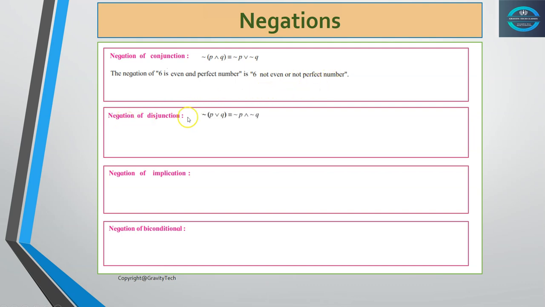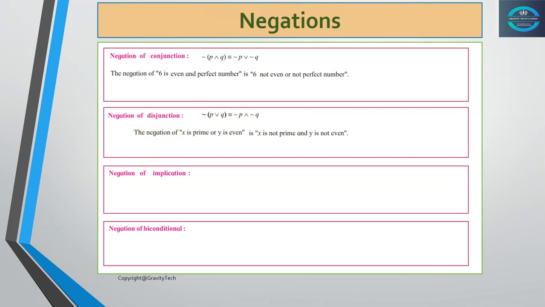So next is what? Negation of disjunction. Just like the negation of conjunction, similarly negation of disjunction is there, right? What you basically need to do: the negation of P or Q is what? Negation of P and negation of Q. So this becomes and here, and this becomes or here, right? These are called De Morgan's law.